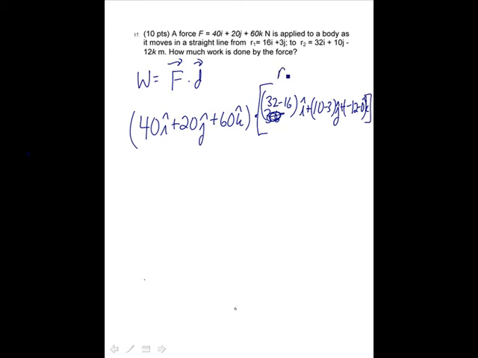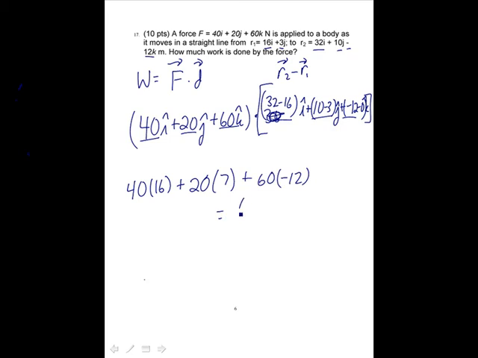The displacement is just r2 minus r1: 32 minus 16, 10 minus 3, and negative 12 minus 0. Now I just multiply the i, j, and k components together. So I have 40 times 16 times i dot i, which is equal to 1, plus 20 times 7, plus 60 times negative 12, and that's equal to 60 joules.